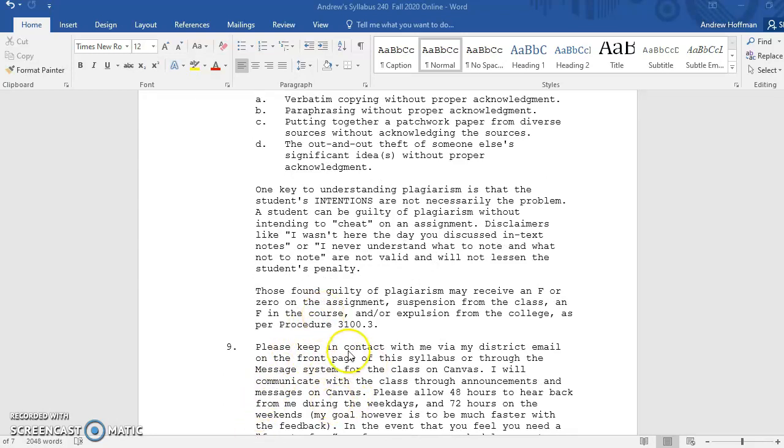Those found guilty of plagiarism may receive an F or a 0 on the assignment, suspension from the class in which you're not allowed to participate and you don't get to make up the work, an F in the course, and or expulsion from the college as per procedure 3100.3. And folks, we don't want to see procedure 3100.3. I've gone a couple semesters without having to take a look at procedure 3100.3. I'm really hoping to keep that going.